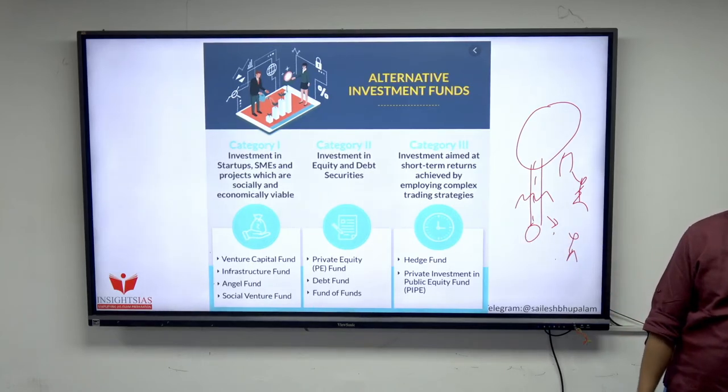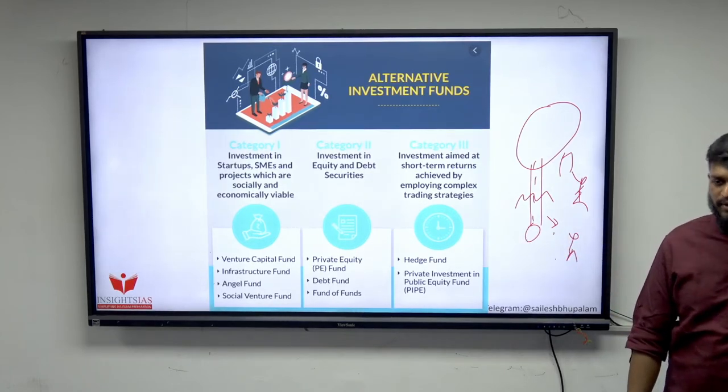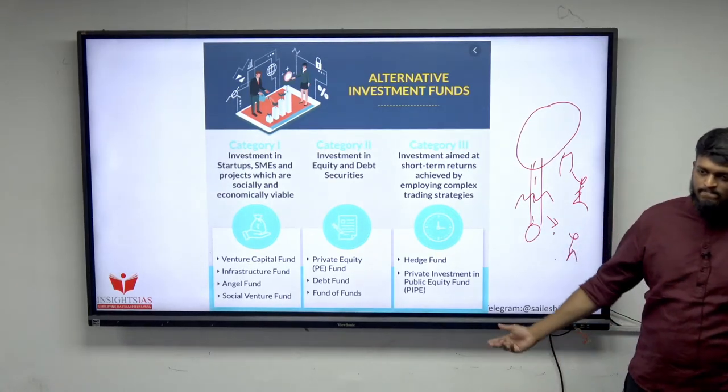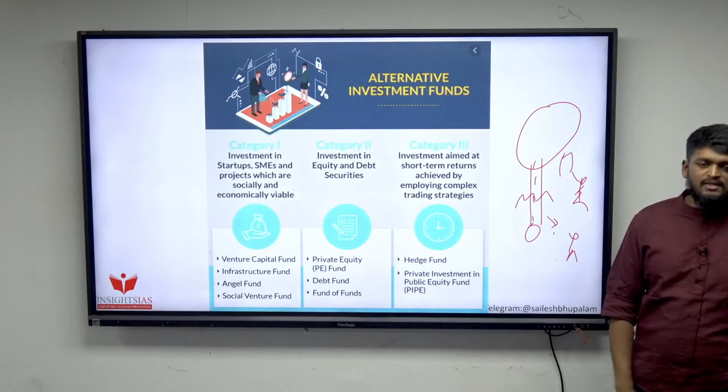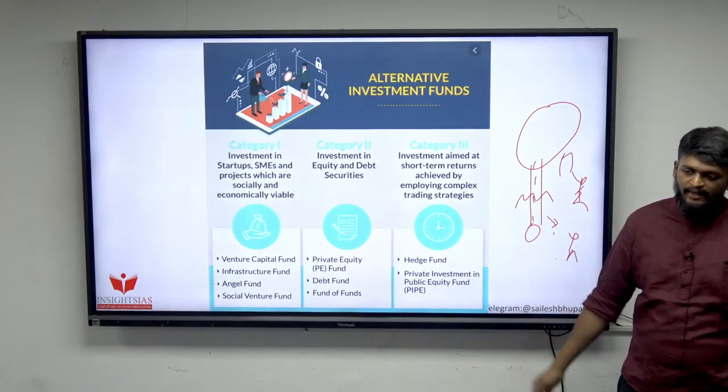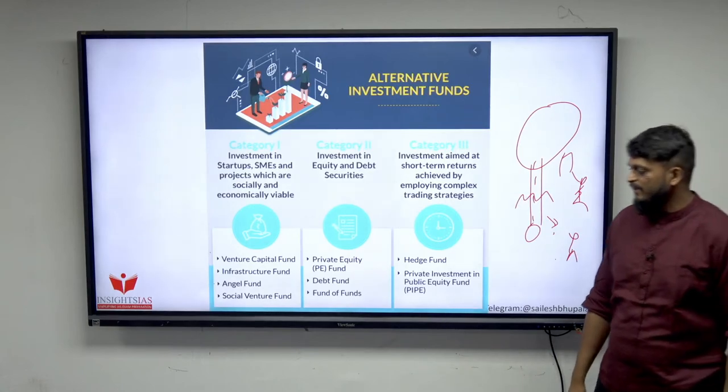Debt fund means, you can know, wherever you see the word fund, it means money has been pulled together. Debt means what? Loan. So that means money has been pulled together and it is used to give loan. That is what we call as debt fund. That means bonds are bought with this money.